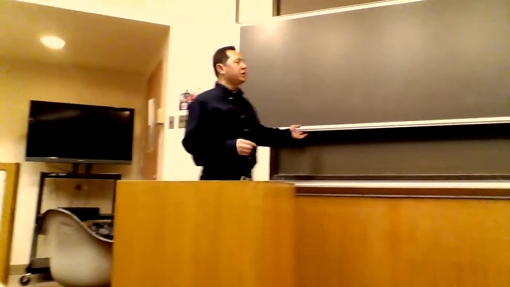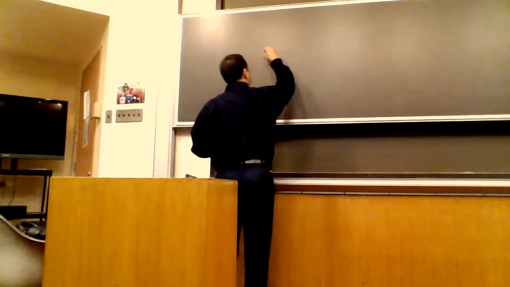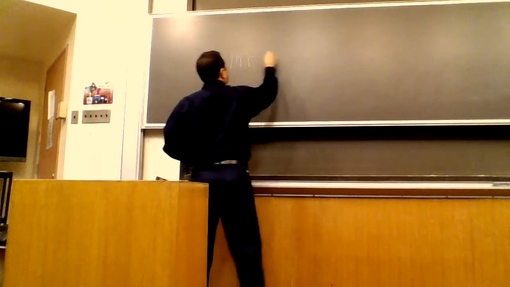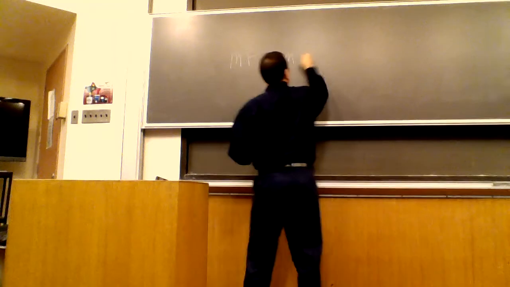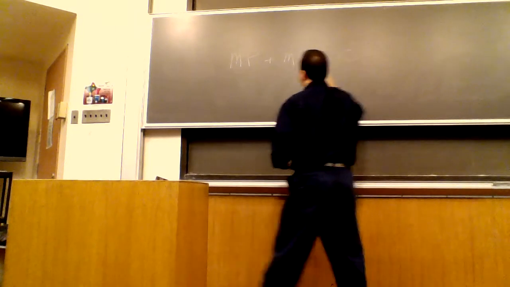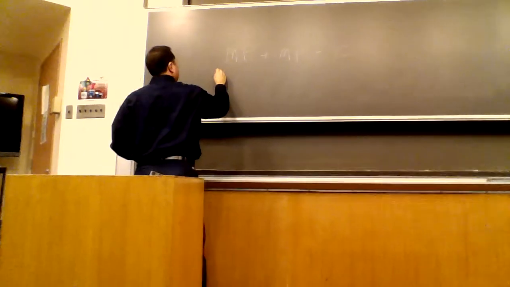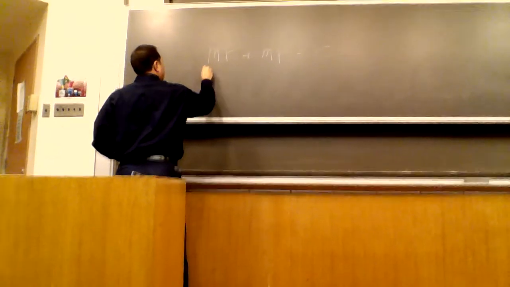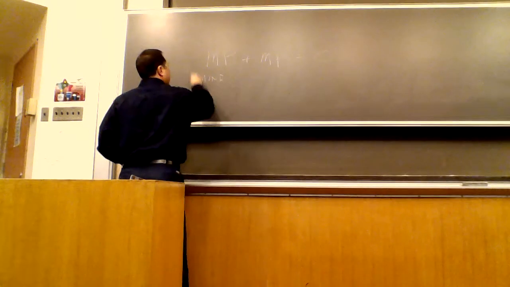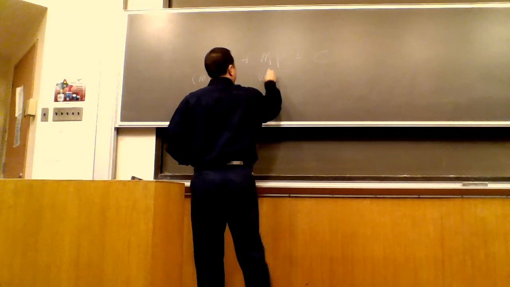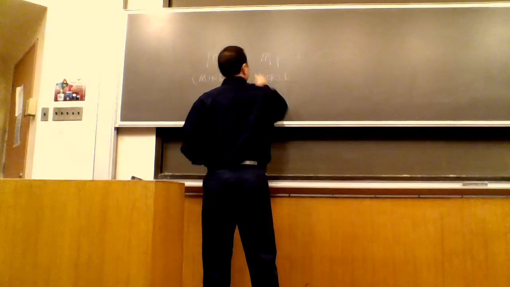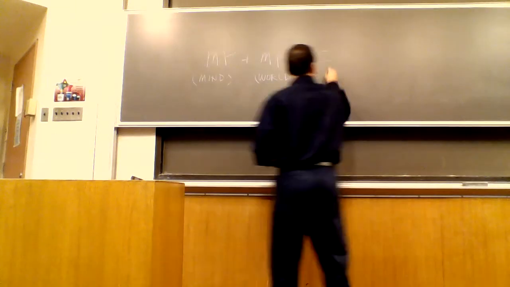Syllogisms were discovered by Aristotle, and he said that there's a major premise plus a minor premise equals a conclusion. Major premise is in our mind. Minor premise is evidence in the world, equals the conclusion.